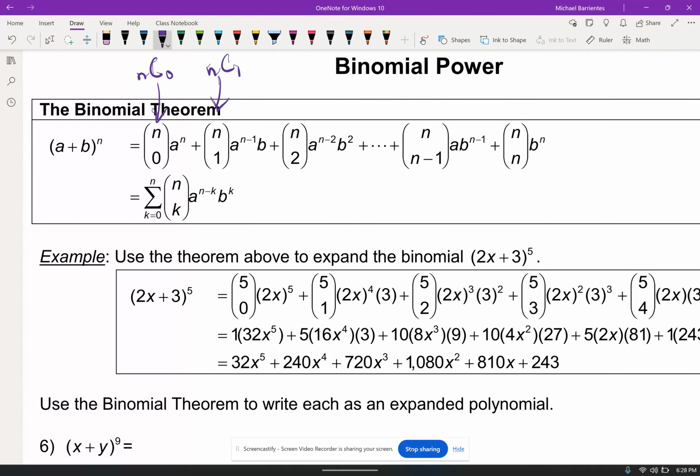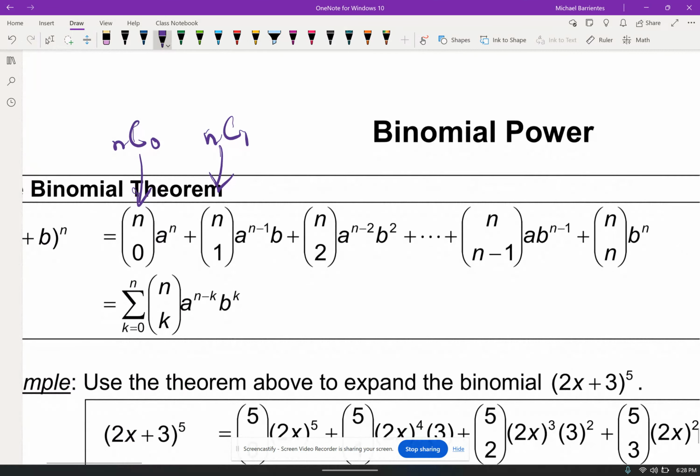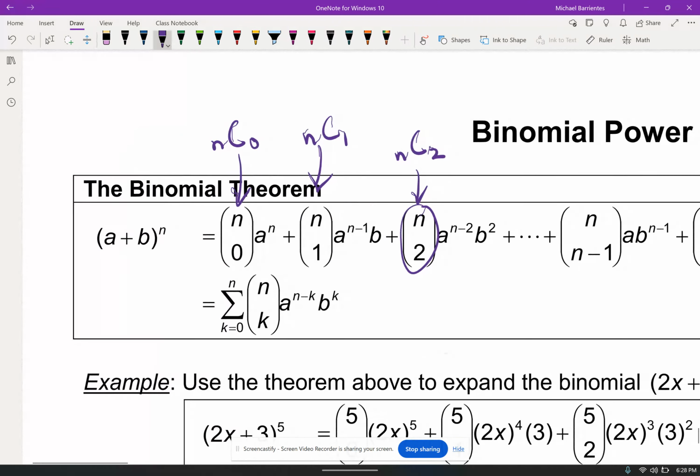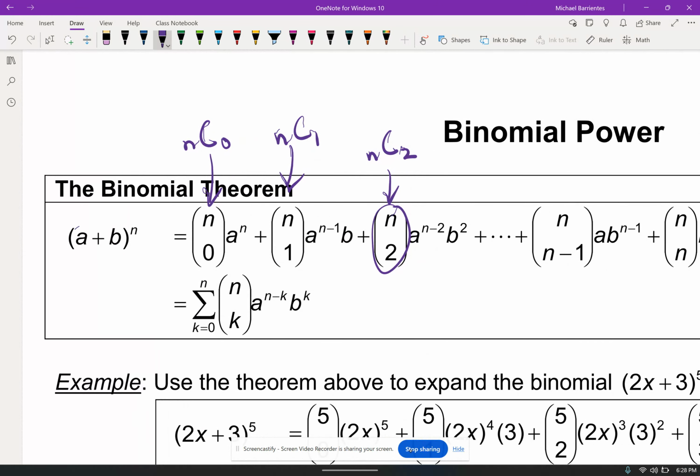Because remember, these coefficient numbers, the numbers in the front that we're multiplying by, come from either Pascal's triangle or you doing this combination feature on your calculator, right? So this whole thing is the same thing as n combinations choosing 2, and so on and so forth. Now, if you notice, this is doing exactly what we did. We started with the first term, and we're taking it to the nth power.